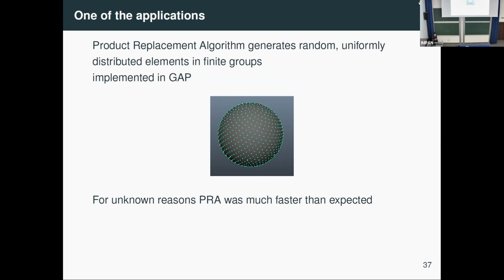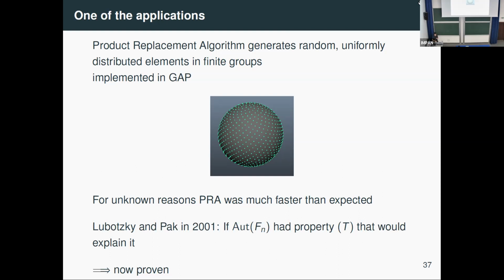So this is implemented in GAP, and it's widely used. The interesting issue when it was implemented was that it turned out to work extremely efficiently. Very quickly, you would get to a uniform distribution. Okay, so it was unknown why this is the case. So in 2001, Lubotzky and Pak showed that the explanation would be property T for Out(Fn).